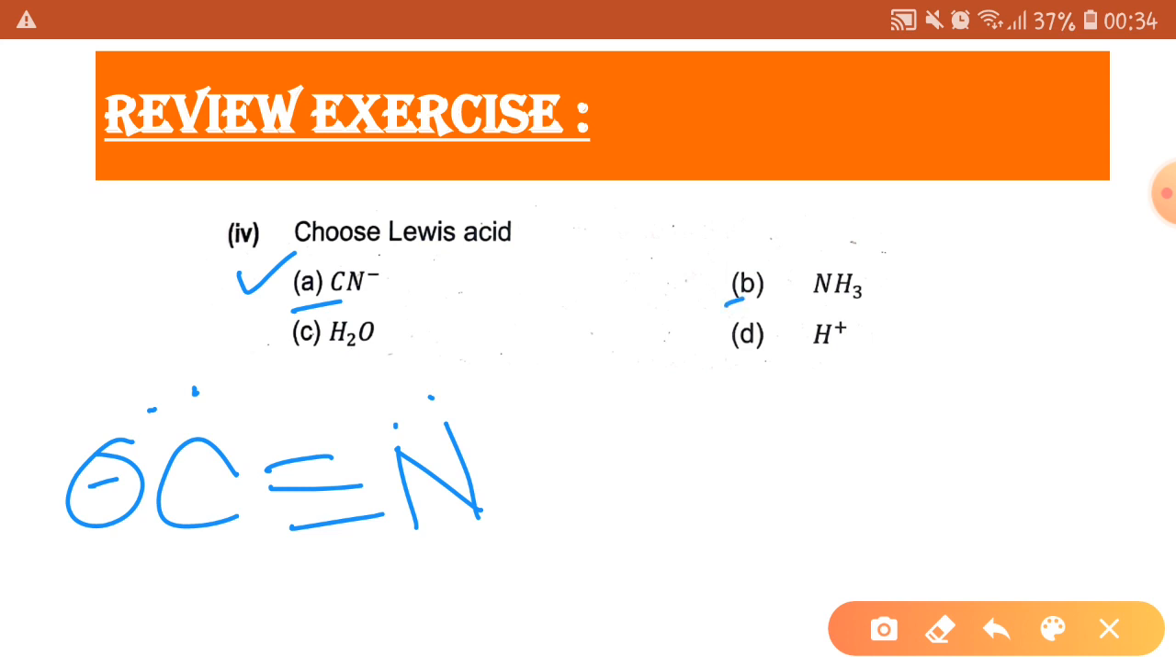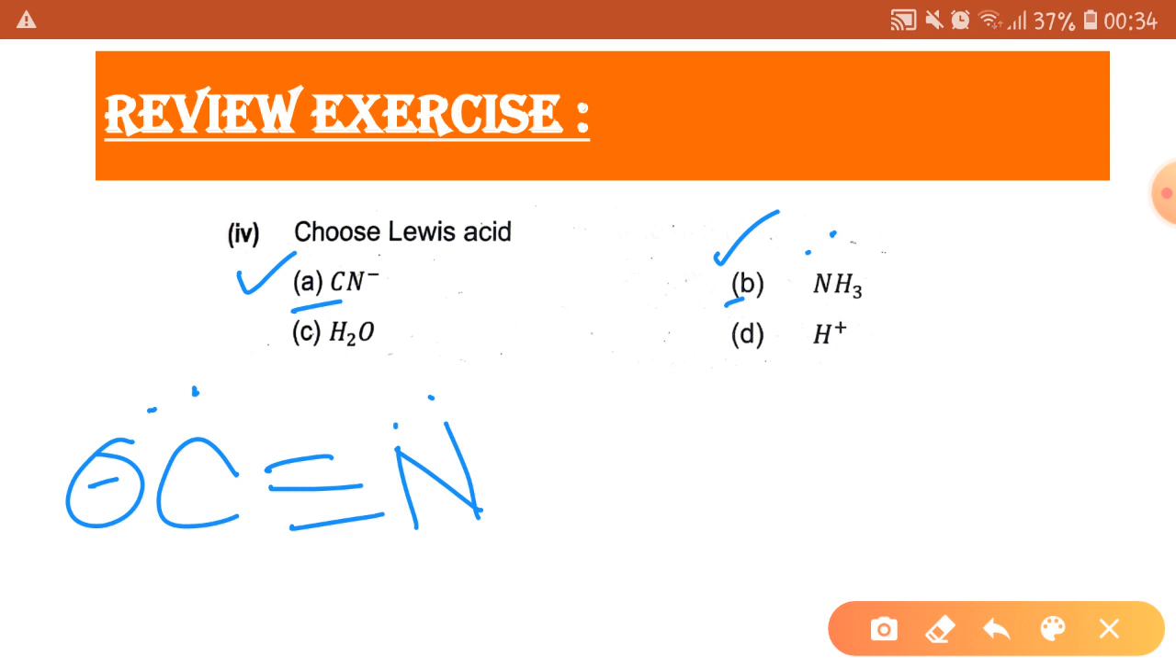Similarly, if we consider the ammonia molecule, you know that there is a lone pair of electrons on the nitrogen atom, and in this molecule nitrogen has its complete octet. So this means NH3 can also work as a Lewis base.